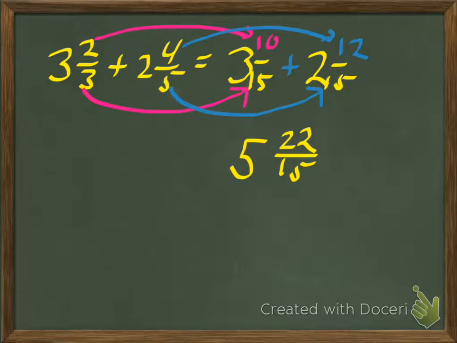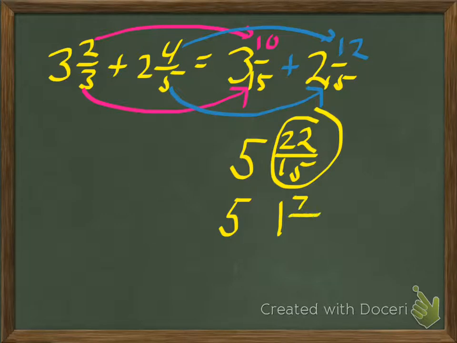However, I'm not supposed to have mixed numbers with improper fractions over here, right? So what I need to do is rewrite this. 15 goes into 22 how many times? Once. Okay, and if I take 15 out of 22, I get a remainder of 7. So I just changed that improper fraction into a mixed number. And now the whole number part that I just got gets added to the 5 I already had, and I get 6 and 7/15.